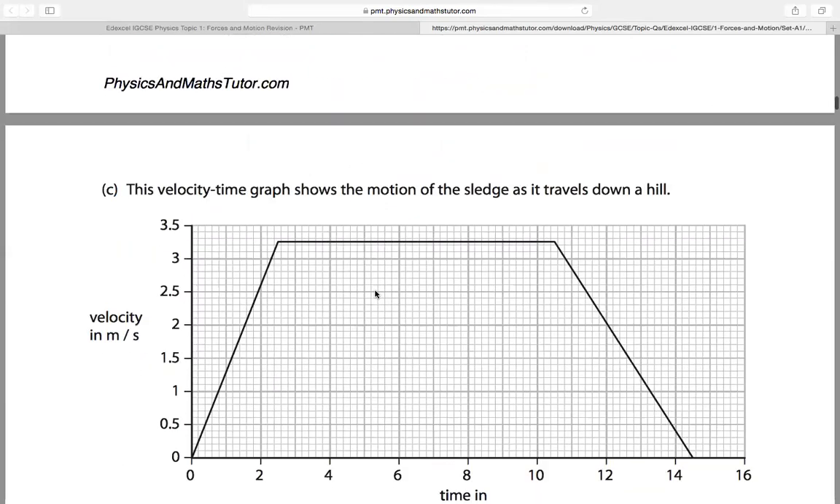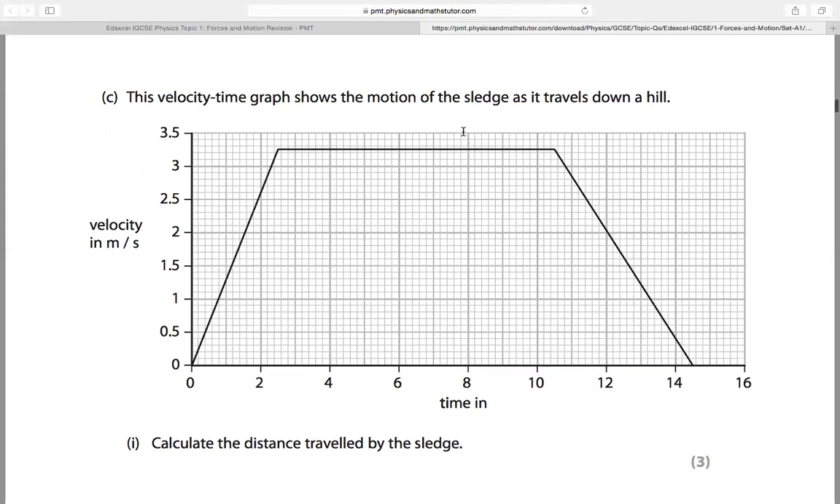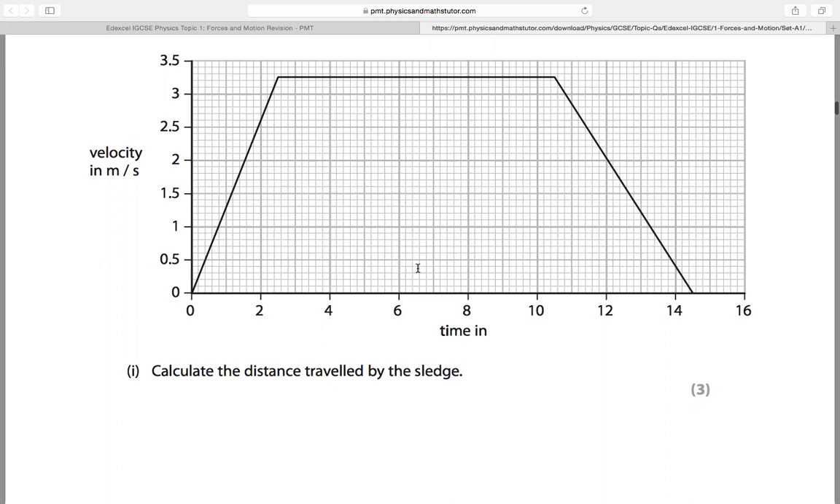Okay. This velocity time graph shows the motion of the sledge as it travels down a hill. It's a velocity time graph. That means basically how you read the graph is as time increases, what happens to the velocity. So we're looking at the motion of the sledge, which means the movement of the sledge as it travels down a hill. Calculate the distance travelled by the sledge.